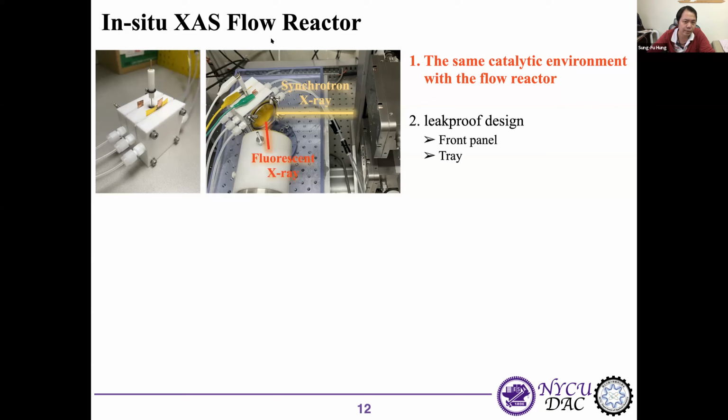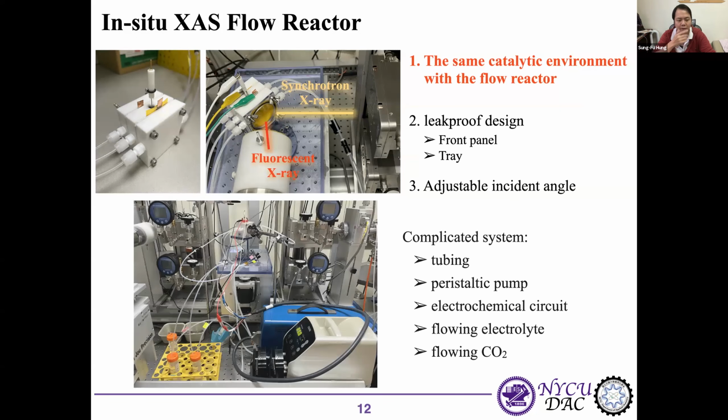Using this in situ XAS flow reactor, we can apply the same current or voltage when we do the in situ measurement. I think it is a little bit challenging, because during the in situ measurement the system is quite complicated. We need to connect the tubing, set up the peristaltic pump and the potentiostat, and flow the electrolyte and the carbon dioxide. And the substrate swinging is also a serious problem we need to solve for the measurement.